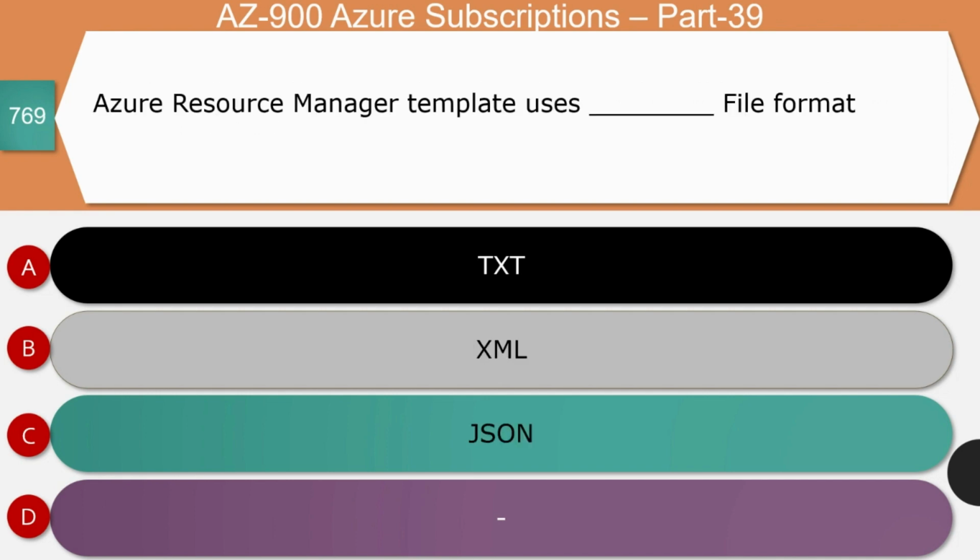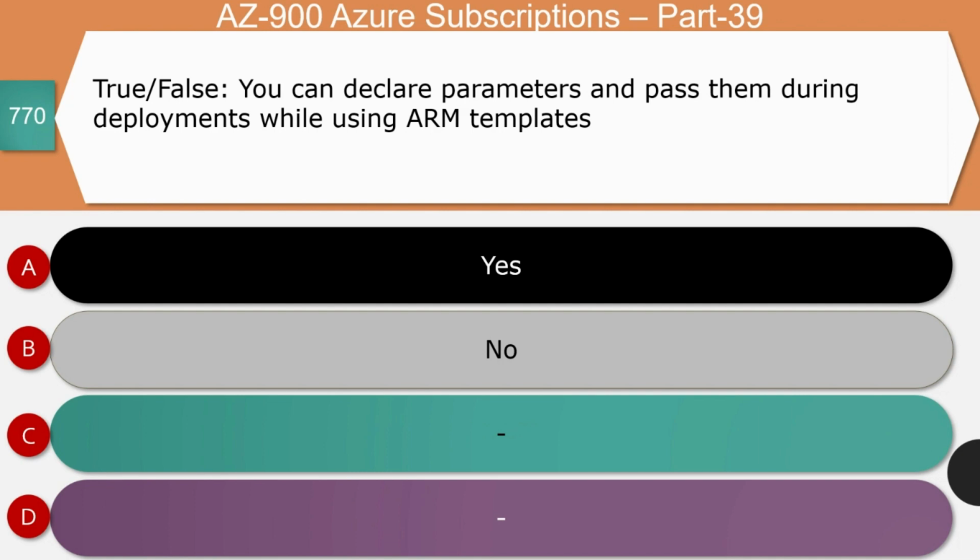Next question, an Azure Resource Manager template uses a dash file format. Is it text, XML, or JSON file format? The right answer for this question is JSON. So an Azure Resource Manager template is in JSON file format that defines the infrastructure and the configuration of the Azure resources.